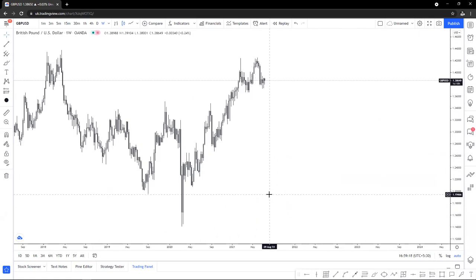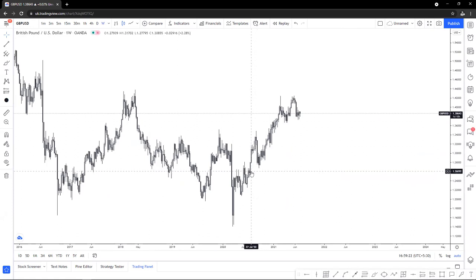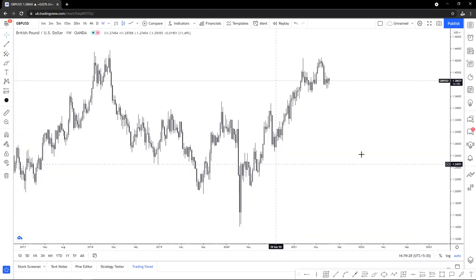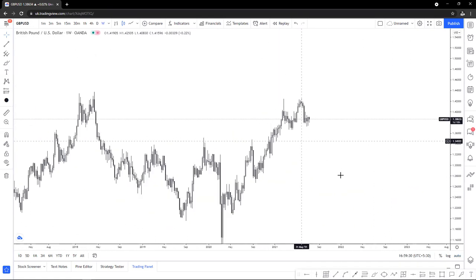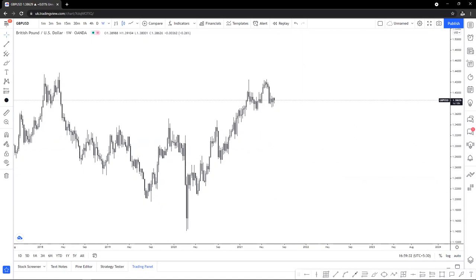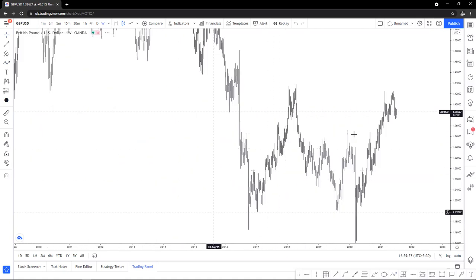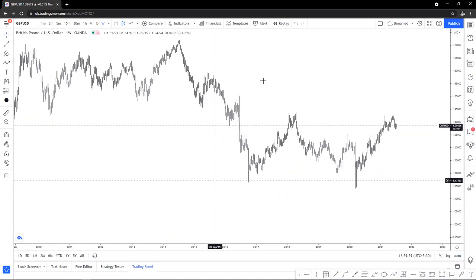What I do first of all is, now most of the intraday traders think the 1 hour, 4 hour or the 15 minute is the most important chart for them. That's how intraday traders think. But for me, the most important chart would be the weekly chart. The reason is that I do not care about any of this.